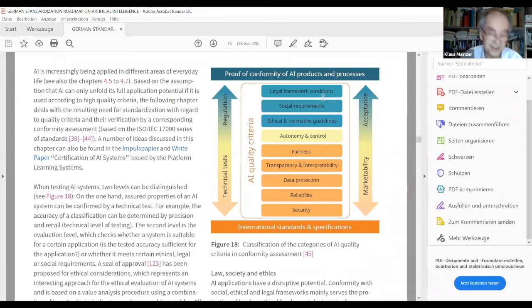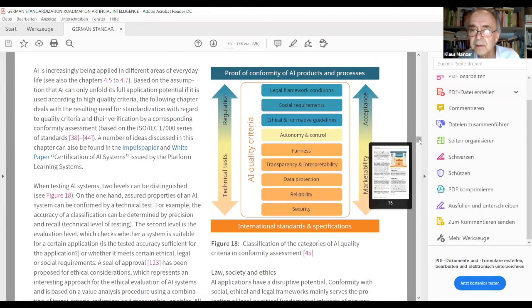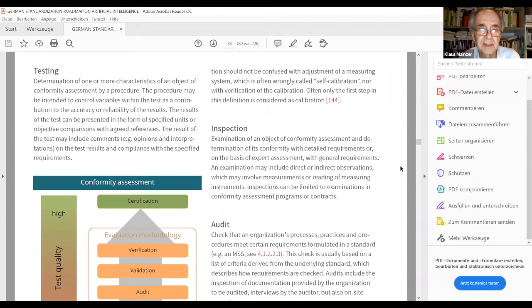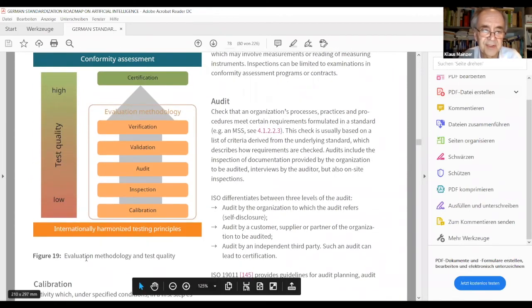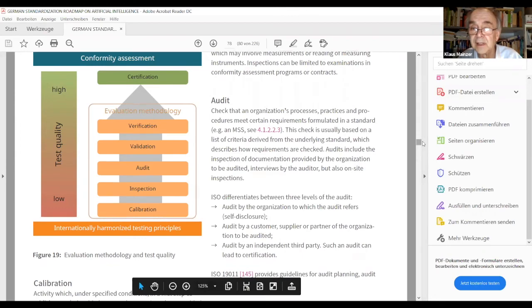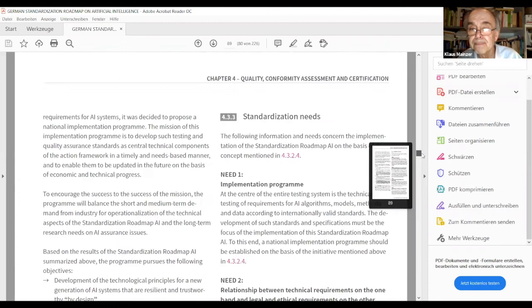I already mentioned that in the beginning. And on page 78, there is a diagram illustrating the evaluation methodology and test quality from calibration, inspection, audit, validation, up to verification, aiming at the certification of an AI software. That was also mentioned by me in the beginning. And on page 89, there are the needs.